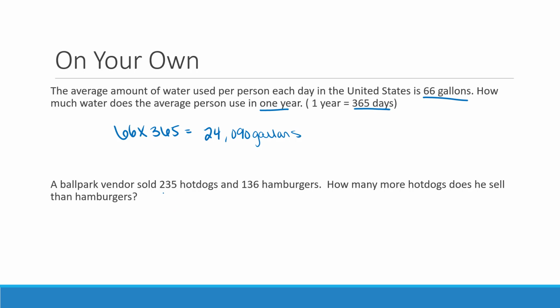This one says a ballpark vendor sold 235 hot dogs and 136 hamburgers. How many more hot dogs does he sell than hamburgers? This key phrase here is used a lot to indicate subtraction, when you want to know how many more of something you have than something else. So in this case, we want to know the difference between these two. So 235 minus 136, which is going to give you a difference of 99.